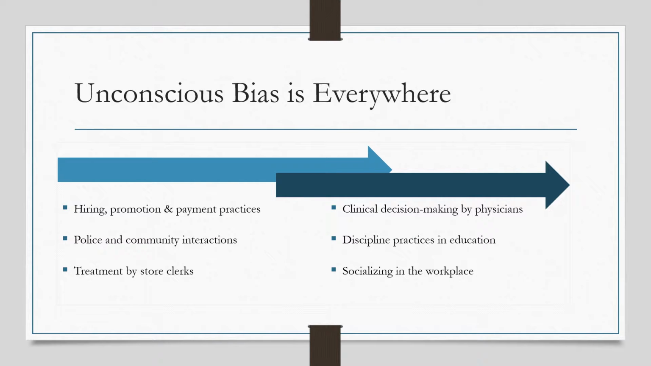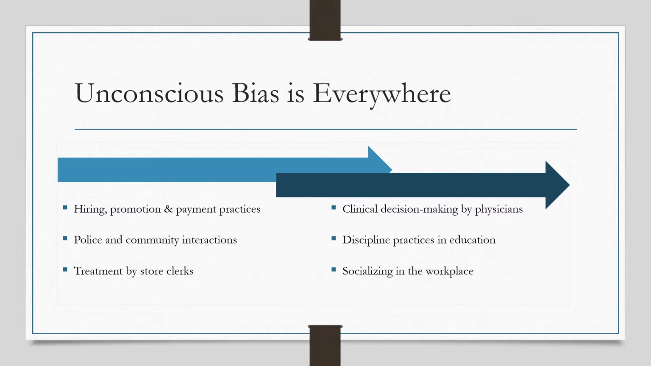Unconscious bias is a regular part of human nature. Because it is a human quality, implicit bias is everywhere. It affects hiring, promotion, and payment practices. For example, recently in the media, there has been a significant amount of coverage on gender inequities in the workplace. Unconscious bias also affects police and community interactions, with members of some communities having disproportionately negative outcomes.